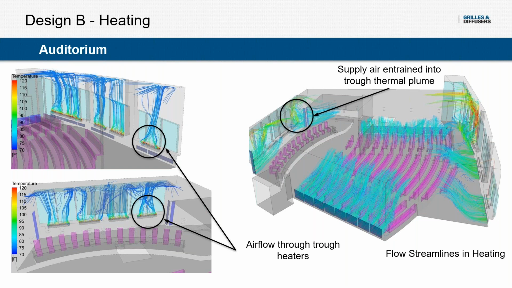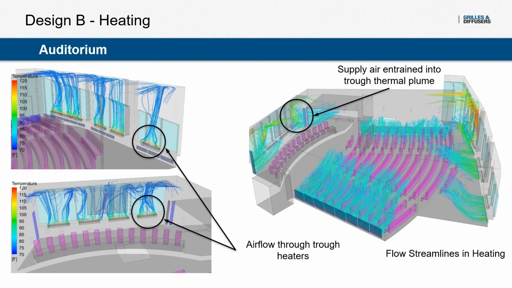So the other reason is that supply air, because that diffuser is really tall and very close to the perimeter, you can see that the air is actually being entrained into that thermal plume from the trough heaters. Because it's low velocity displacement air, it's easy for it to be entrained into other air currents. So in this case, just because the diffuser is tall and too close, it's actually robbing that area of that supply air.